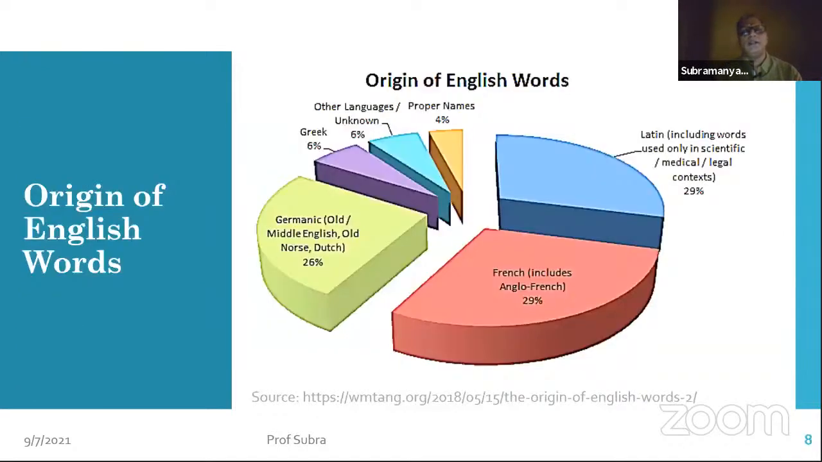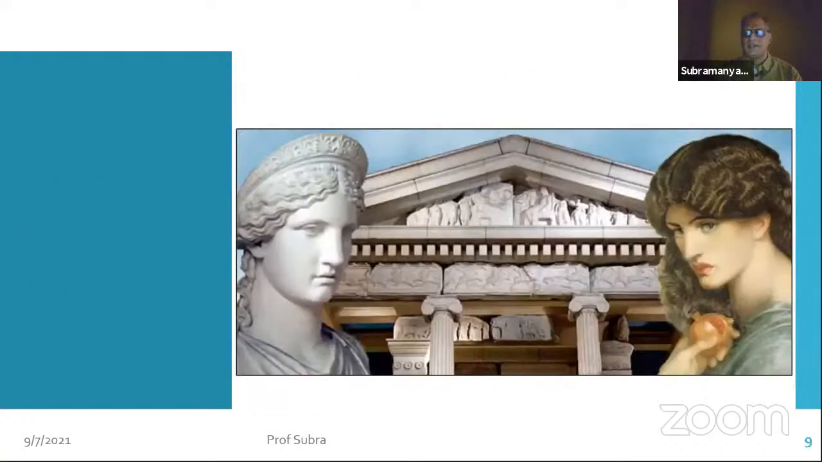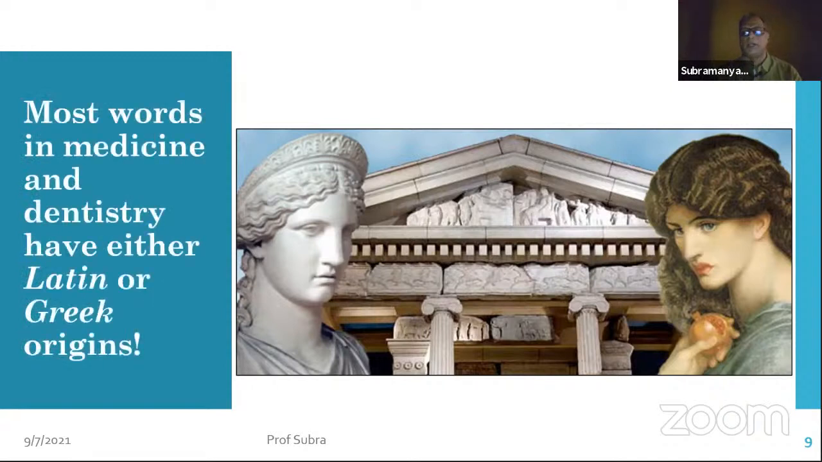Basically, if you look at the origin of English words, they can be from Middle English or Germanic, French, Latin. These are the three main languages from where most of the English words are derived. But they can also be derived from other languages. But when you look at medical words and dental words, most of them have their origin either from Latin or Greek. Greek more often than Latin. In fact, many of the Latin words are derived from Greek.